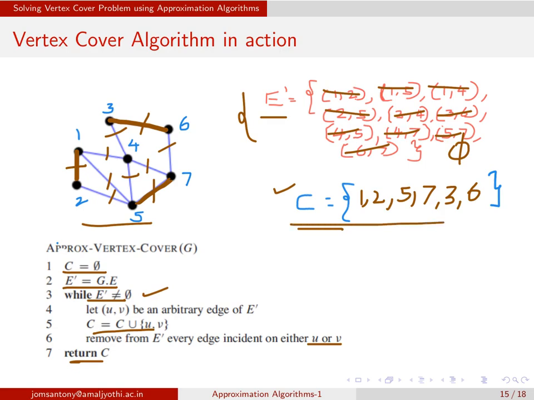So C contains a valid vertex cover which is 1, 2, 5, 7 and 3, 6. So the approximate solution returned by our algorithm contains 6 vertices, which can be represented by writing modulus of C equal to 6. Another important observation here is that the edges chosen by our algorithm are independent edges. That is, they don't share a common vertex. This is something which will be very useful when we prove the performance guarantee of this algorithm.